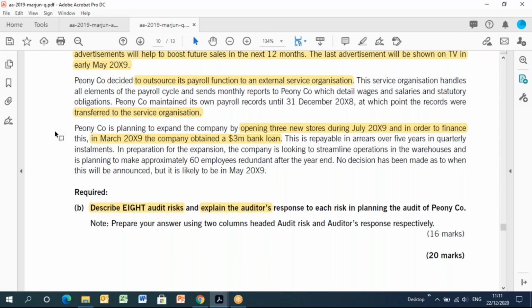So pick up those risks that you're confident with, that you'll be able to put explanations down and their auditor response, and most important, why it is a risk. So you identify the risk and explain why it is a risk, and then explain the auditor recommendation.